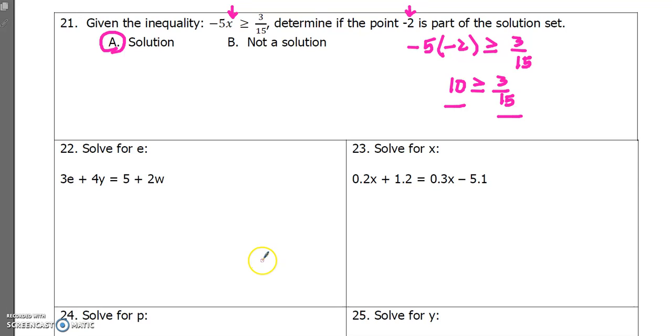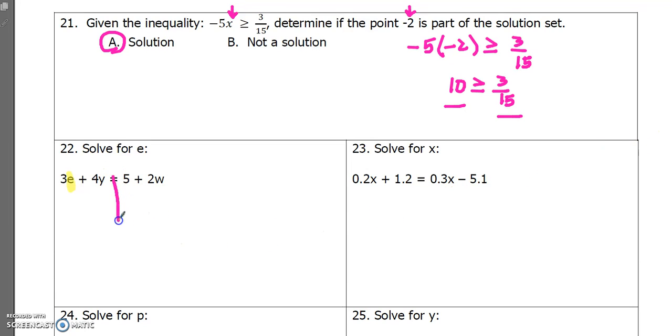Number 22 says we need to solve for e. So if you'll notice, we have more than one variable in here, so we cannot put this on the calculator. We have to solve it by hand. If I'm solving for e, then I need to isolate the variable e. So I'm going to highlight that for us.